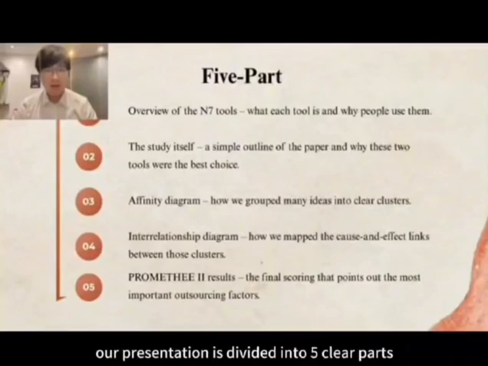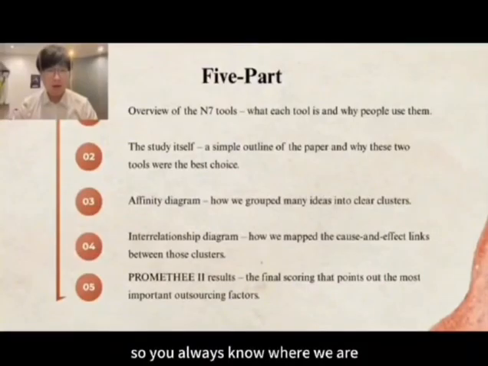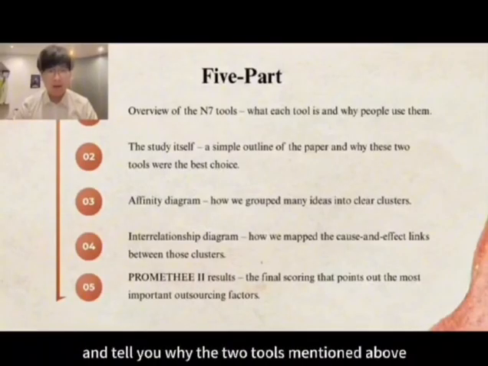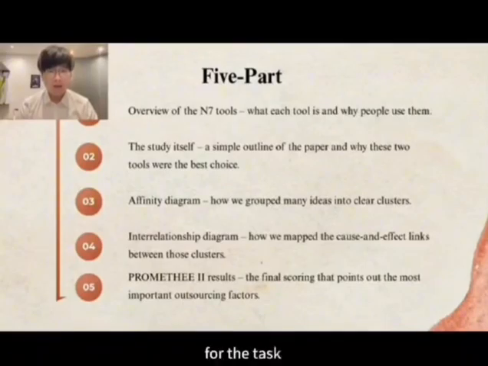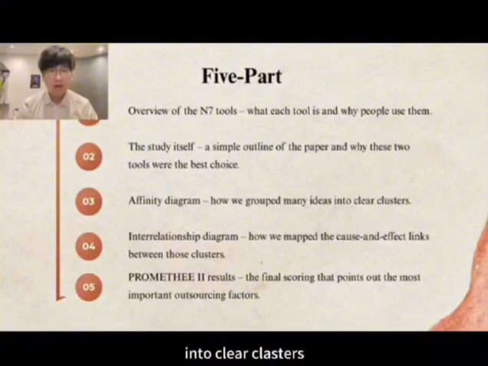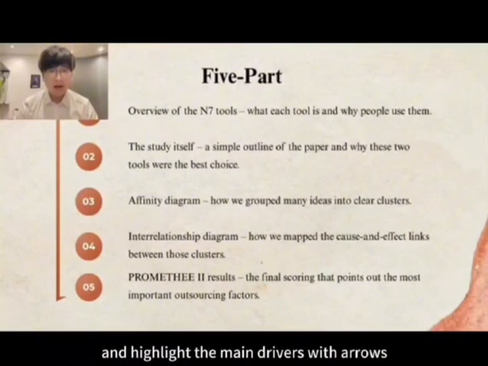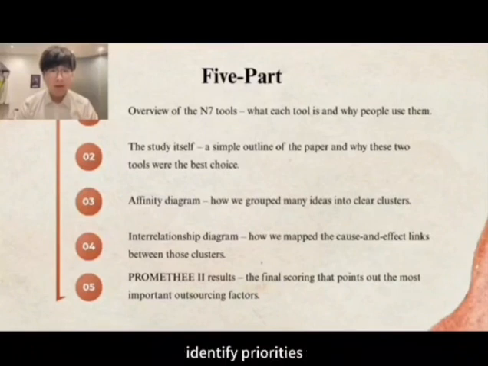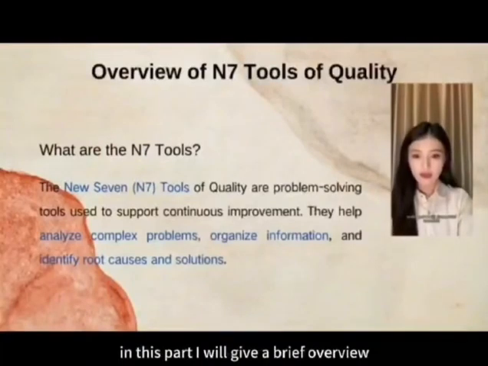Our presentation is divided into 5 clear parts, so you always know where we are. First, we will explain what the N7 tools are. Then, we will summarize the paper in plain language and tell you why the two tools mentioned above are best suited for the task. Second, we will show you how to divide the original factors into clear classes using affinity and correlation diagrams, and highlight the main drivers with arrows. Finally, we will list the ranking to help managers decide quickly and confidently.